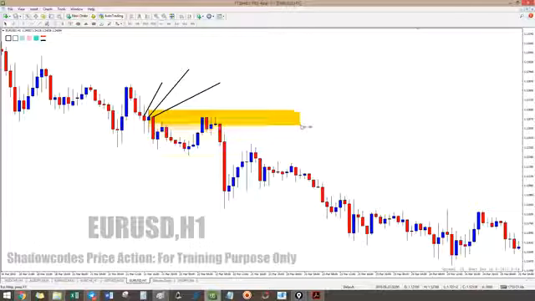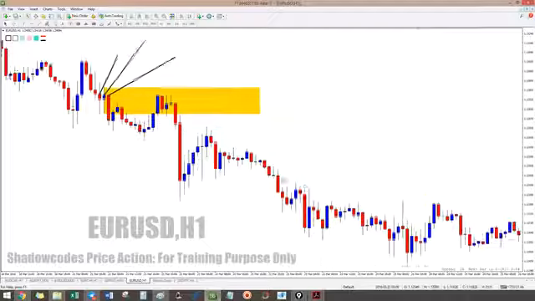So you can also take the imbalance. Okay, you can also take it as a resistance. Okay, so that one you can do during your trades. But for the assignment, you can draw it like this. Okay, this is a drop base drop.